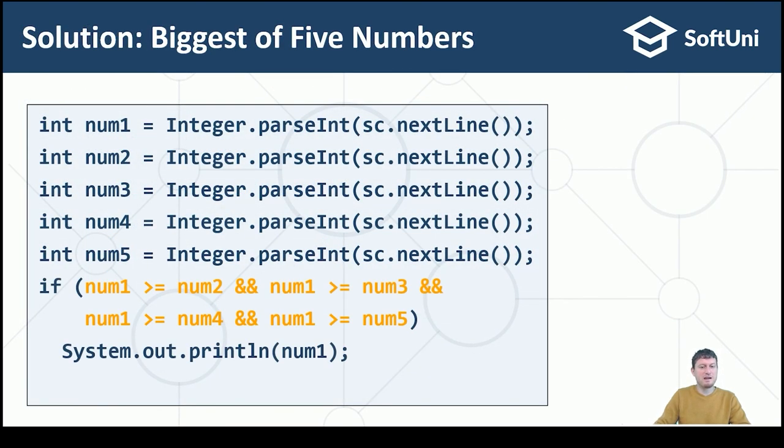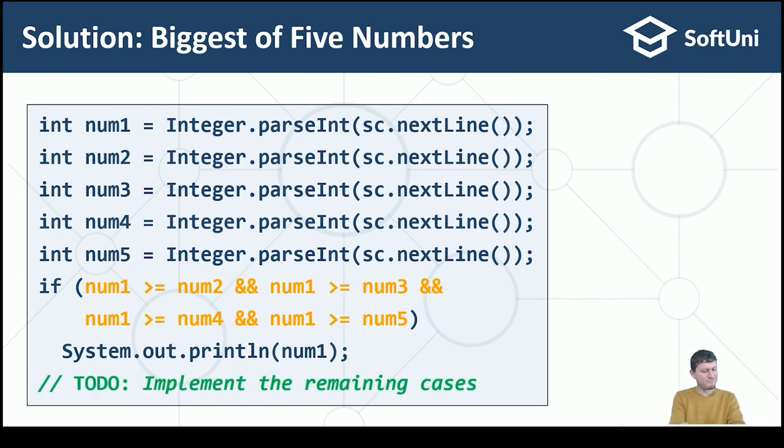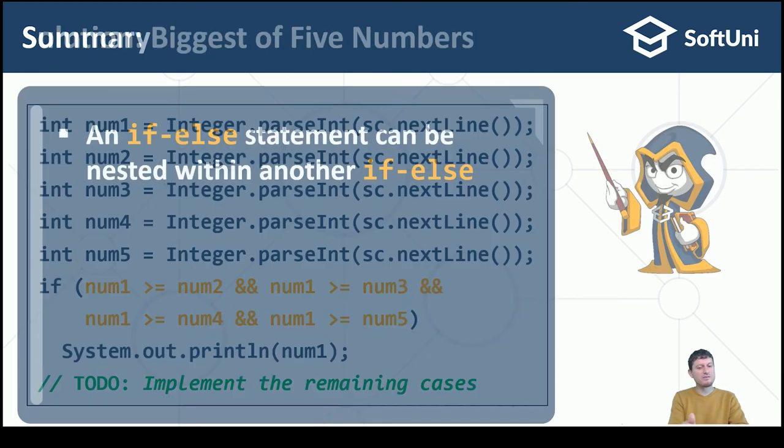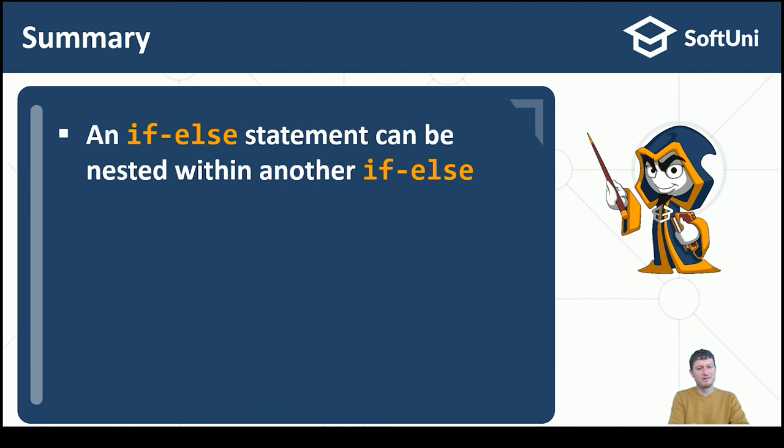Let's see what I had in mind before the start of this lesson. It was very similar. If number 1 is bigger than all the others, so it's bigger than num 2, at the same time bigger than num 3, at the same time bigger than num 4, and at the same time bigger than num 5, it's the biggest. Else if, check the same for num 2, check the same for num 3, check the same for num 4, and otherwise num 5 is biggest. I already demonstrated this to you, so we are done with this problem, and I'm happy that this was the last problem in these exercises.